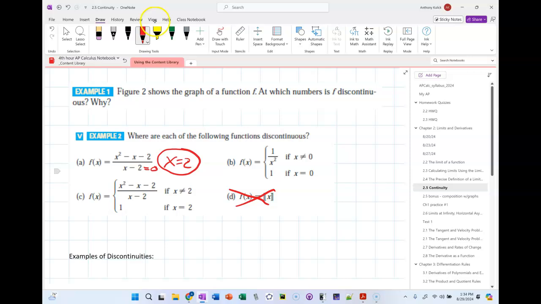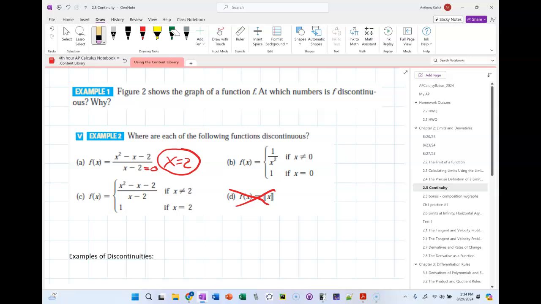If I look at the first piece of my piecewise function, where can that be discontinuous? Where the denominator is 0, right? So x equals 0. If I look at this other piece, where can that be discontinuous? Nowhere, right? That's a continuous function over its entire domain.